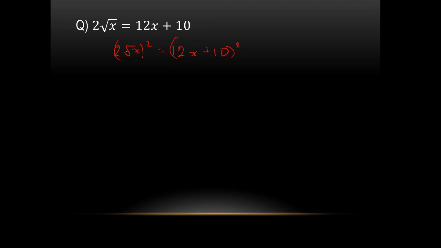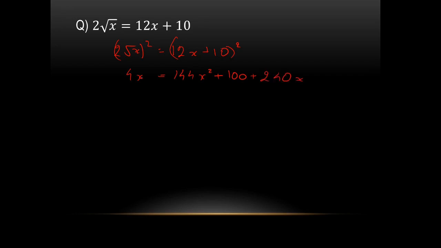So 2 root x squared will become 4x, and 12x plus 10 whole squared, so a plus b whole squared is a squared, so 144x squared, plus b squared, which is 100, plus 2ab, which is 2 into 12x into 10. So 2 into 12 is 24, into 10, so it will become 240x.